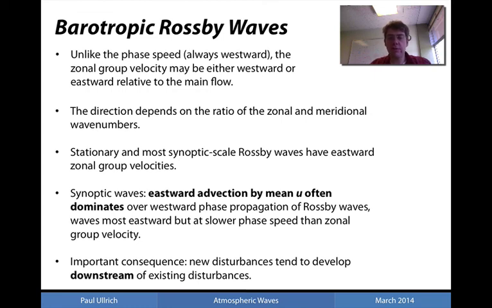For synoptic waves, eastward advection by mean u often dominates over westward phase propagation of Rossby waves, and so waves move eastward, but at a slower phase speed than the zonal group velocity. And finally, it's an important consequence of this result that new disturbances tend to develop downstream of existing disturbances. That is, they will occur farther to the east of existing disturbances due to the fact that energy propagation will tend to be eastwards away from existing disturbances.